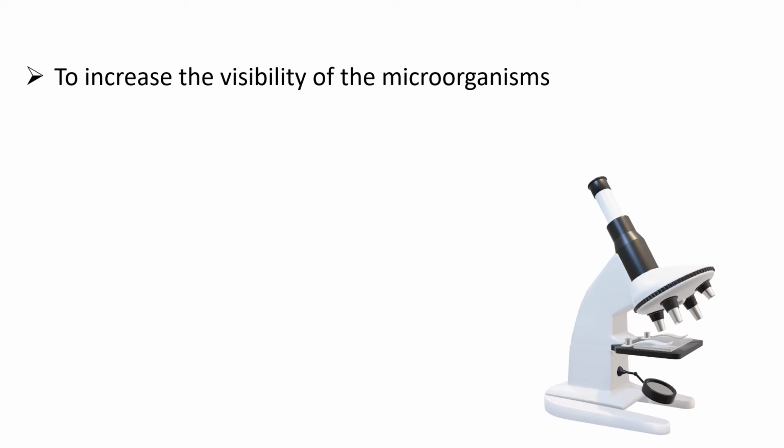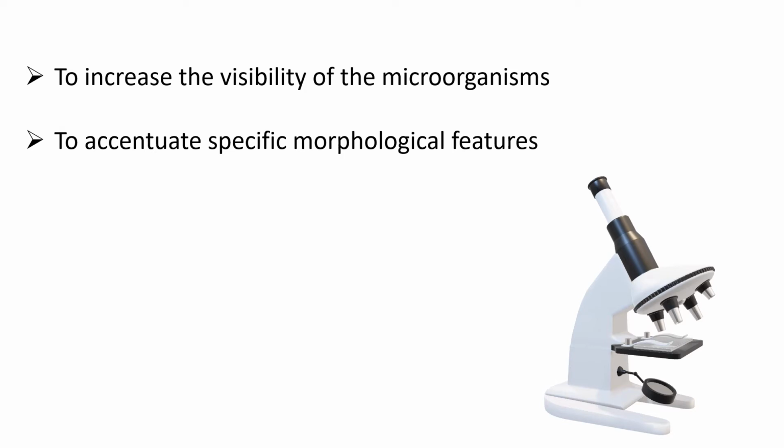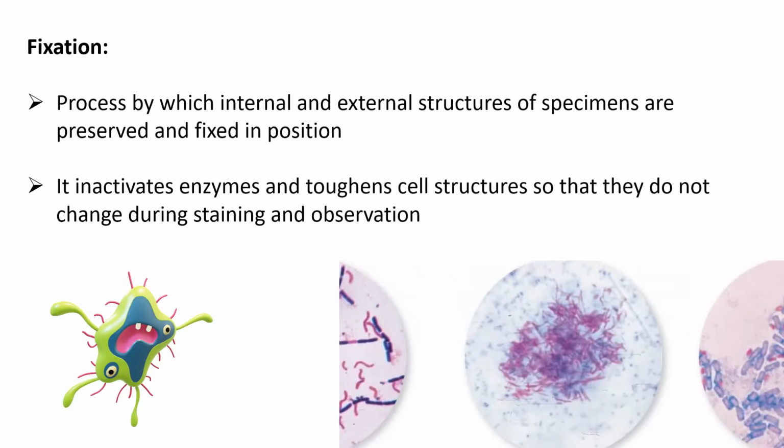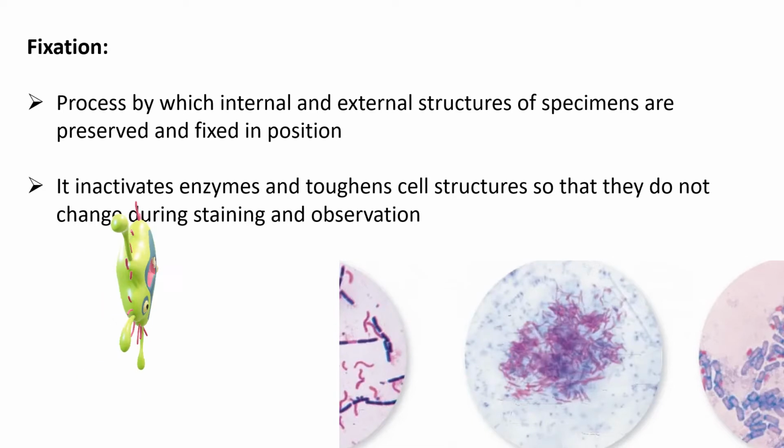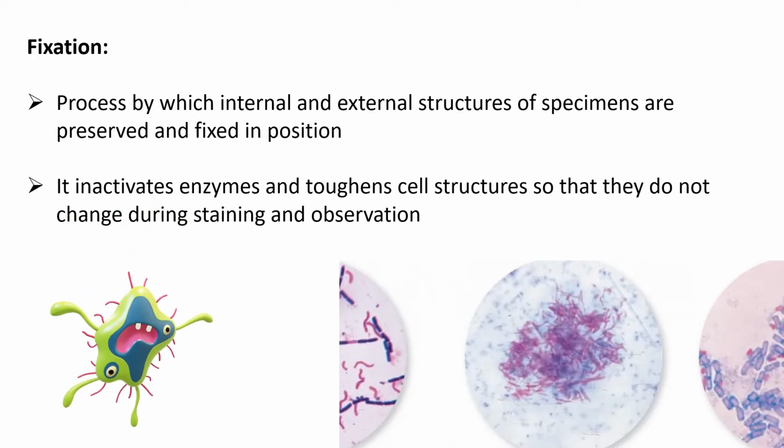So why is it done? It is done to increase the visibility of the microorganism under the microscope, and it helps to accentuate the specific morphological features of these organisms and helps preserve them for further studies without damaging the cells. So fixation is a process by which internal and external structure of specimens are preserved and fixed in position. It inactivates the enzymes and toughens cell structures so they do not change during staining and observation under microscope.